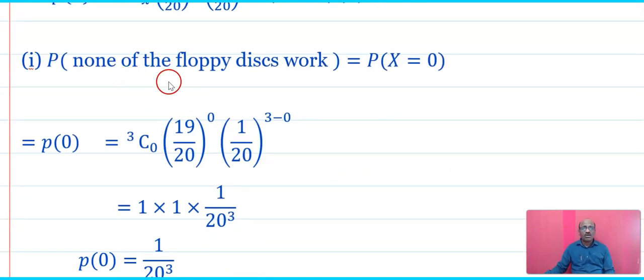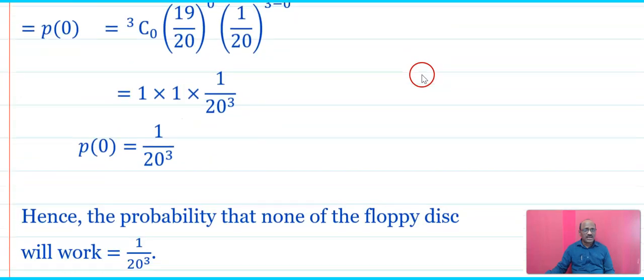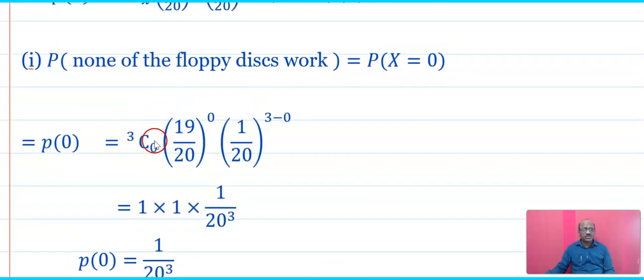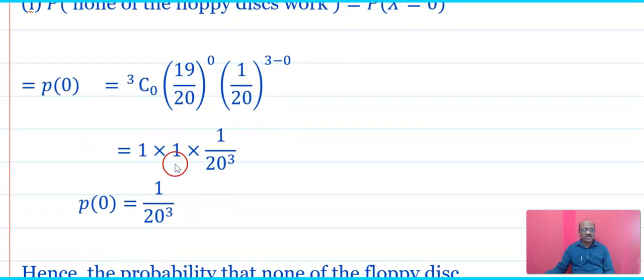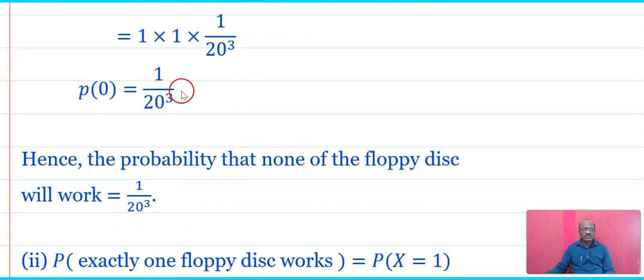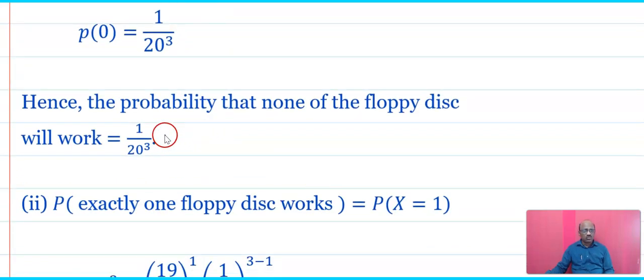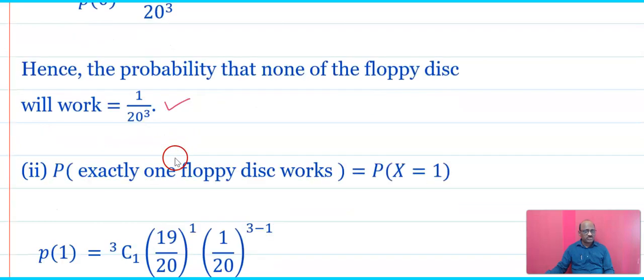Okay. None of the floppy disks work. That is P of capital X equal to 0. And it is P of 0, 3C0, 19 upon 20 raised to 0, 1 upon 20 raised to 3 minus 0. And you will get 1 into 1 into 1 upon 20 raised to 3. Therefore, P of 0 is equal to 1 upon 20 raised to 3. Here, the probability that none of the floppy disks will work is 1 upon 20 raised to 3.